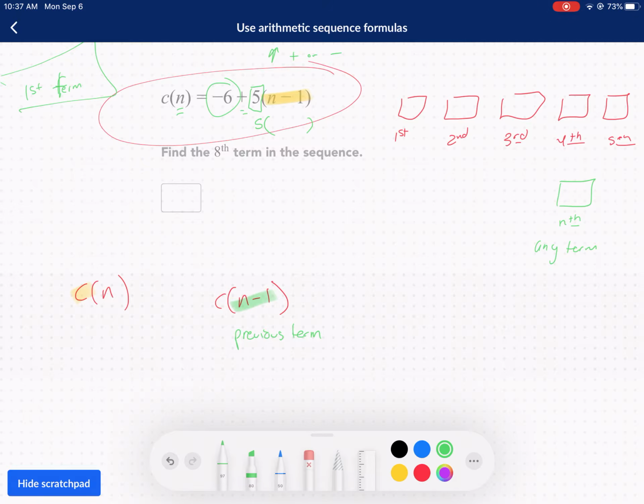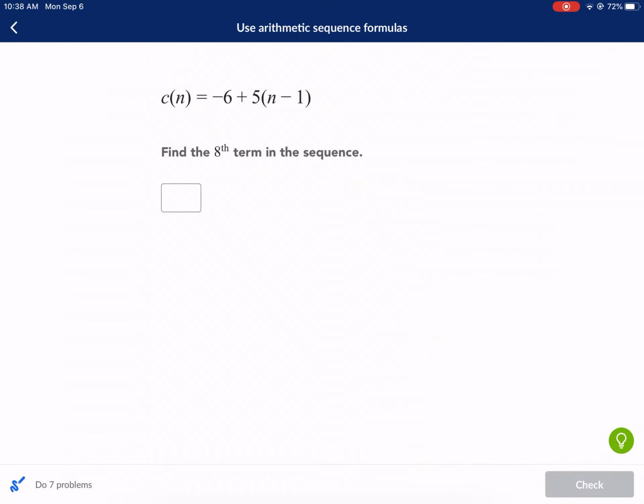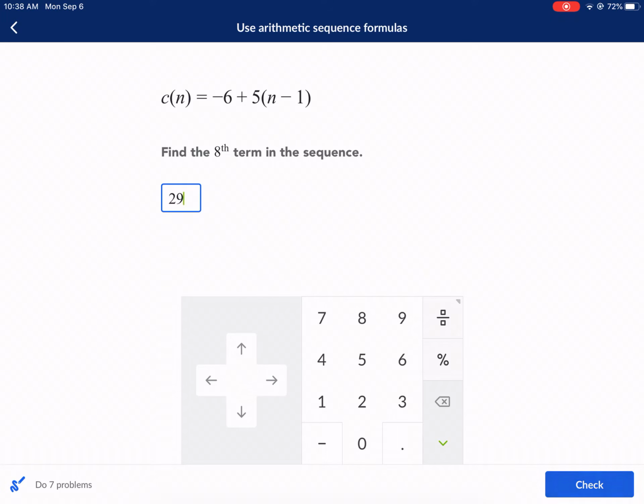So let's go ahead and we're going to put, we want C of n, and we want that to be C of 8. Okay. So in order to put C of 8, we need to put in 8 in for n. Okay, so we're going to put -6 plus 5 times 8 minus 1. Okay, so then we have 8 minus 1. That gives us 7. And we multiply that by 5 and -6. So we're going to get 35 minus 6. Okay, so that's 35 plus the -6, the same thing, 35 minus 6. And we should get 29 for that term. So let's go ahead and put 29 here and check it.